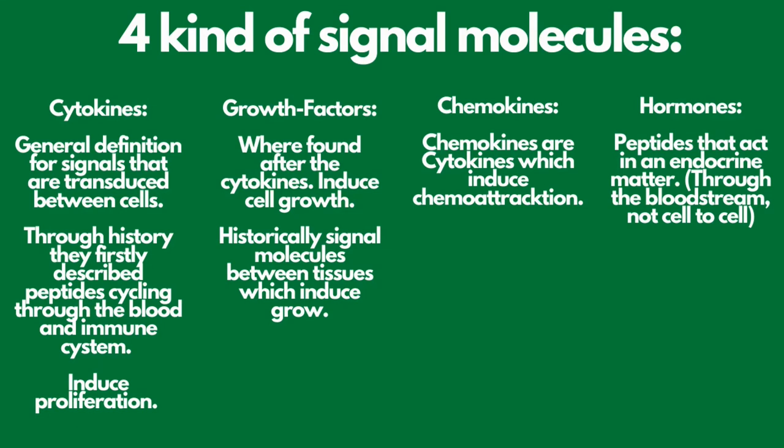Through history, they were first described as peptides cycling through the blood and immune system, which induce proliferation. Then we have growth factors, which were found after the cytokines, and they induce cell growth. And we have chemokines, which are cytokines that induce chemoattraction. And we have hormones, which are peptides that act in an endocrine manner.